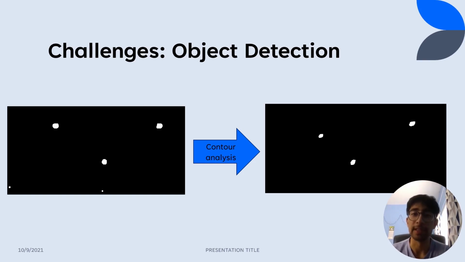One major challenge I faced was object detection. Due to uneven lighting, light artifacts in the frame sometimes appeared as objects, causing false positives. To address this, I applied a Gaussian blur to smooth the frame and used contour filtering to eliminate small noise.